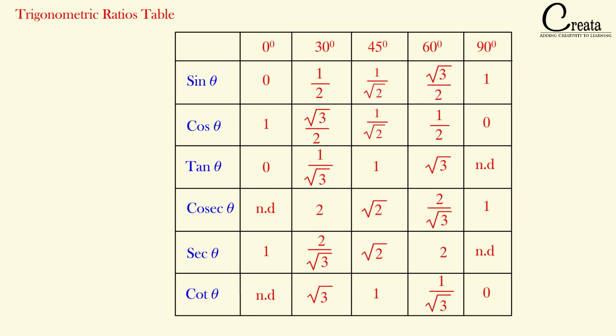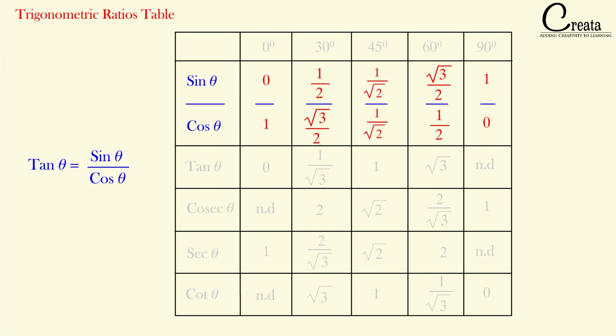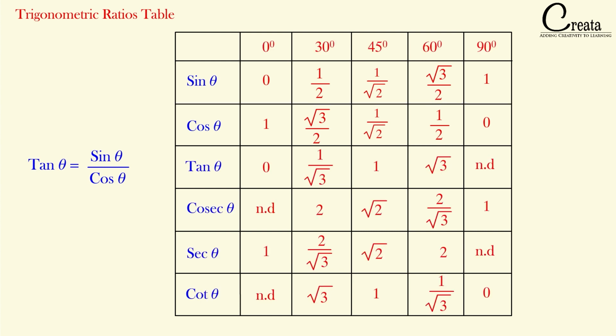And once you got sine and cos, you know the formula of tan, that is sine upon cos. Just divide sine by cos, you will get the value of tan. Like here 0 upon 1 it is 0, 1 by 2 upon root 3 by 2 it is 1 by root 3, 1 by root 2 upon 1 by root 2 it is 1, root 3 by 2 upon 1 by 2 it is root 3, and 1 by 0 it is not defined. Got it? Once you got sine theta and cos theta, just take this line as a divide line and do the division, and you will get the value of tan theta.